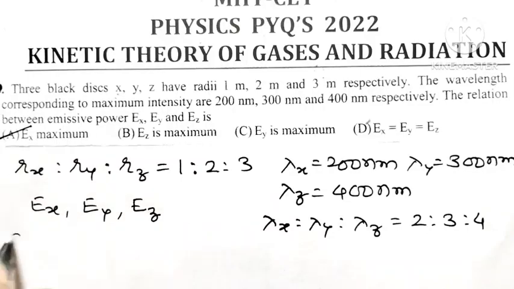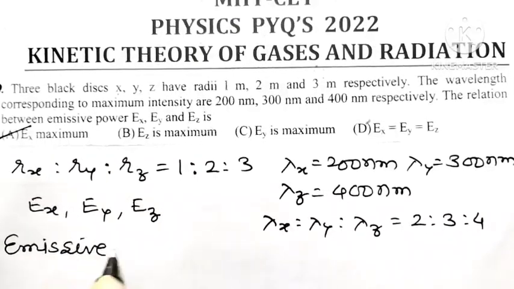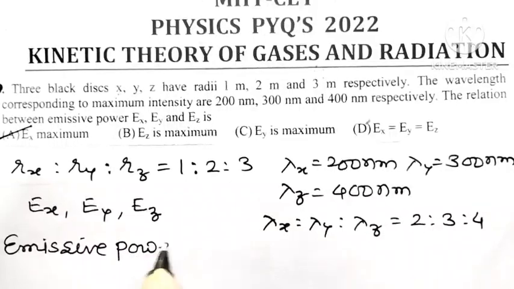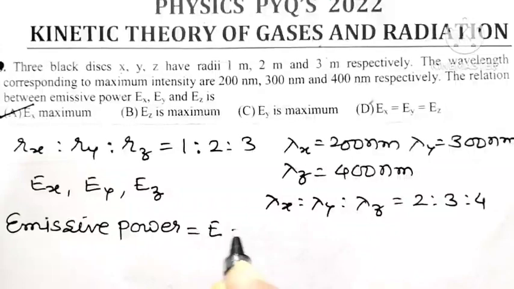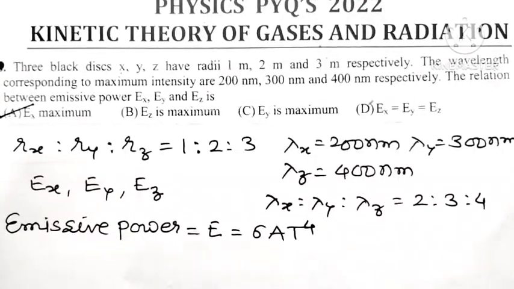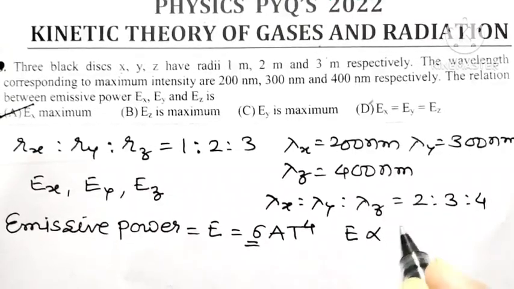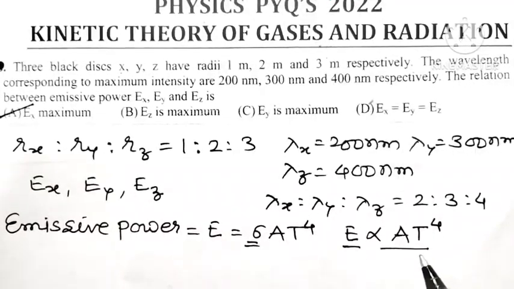Now we know that as far as emissive power is concerned, the emissive power of an object is denoted by a capital E, and this E is equal to sigma A T raised to 4, where sigma is Stefan's constant. It means emissive power is directly proportional to A into T raised to 4.